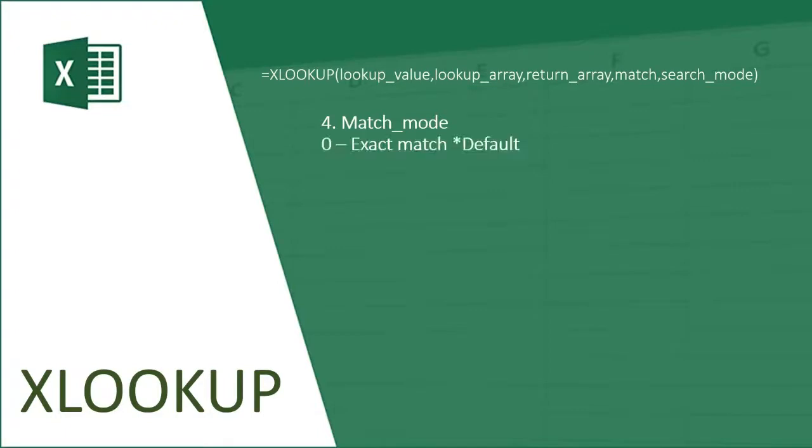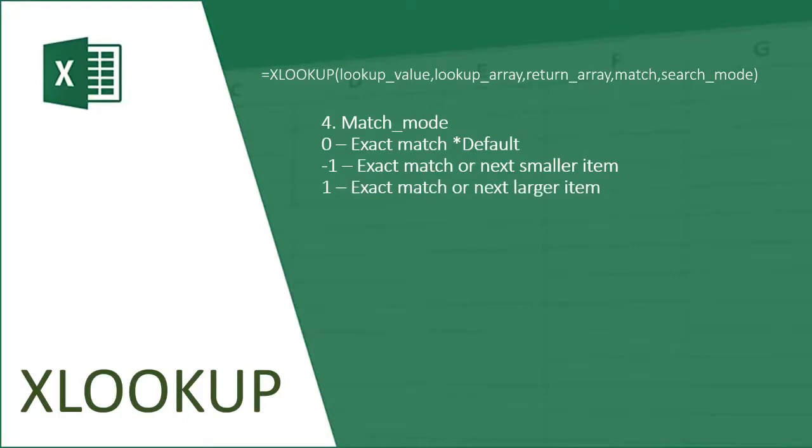Match mode. The great thing about XLOOKUP is it defaults to an exact match. You also have 3 other options: exact match or next smaller item, exact match or next larger item, and a new feature called wildcard character match.